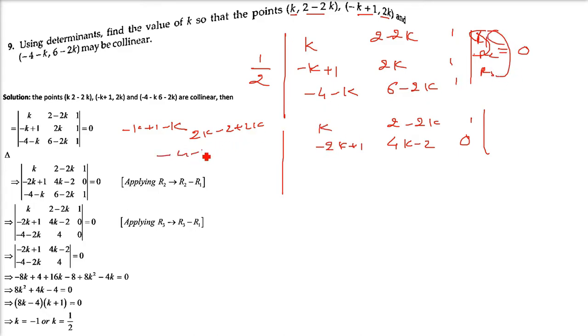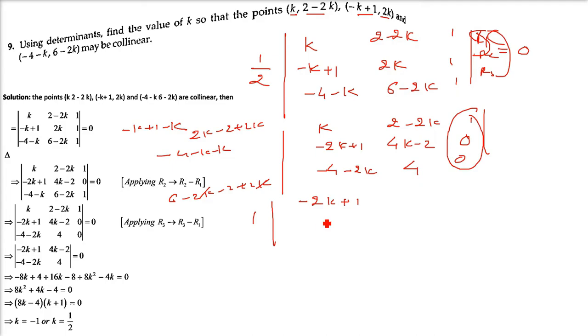-4 - k - k is going to be -4 - 2k, and 6 - 2k - 2 + 2k, so this gets cancelled, 6 - 2 is 4. Again 1 - 1 is 0. So this is how we will get it, and you have to open it using the third column. Half is already there, remember. But since it is equal to 0, and half cannot be 0, whatever is coming inside has to be 0. So we have -2k + 1, -4 - 2k, and here you get 4k - 2 and 4.